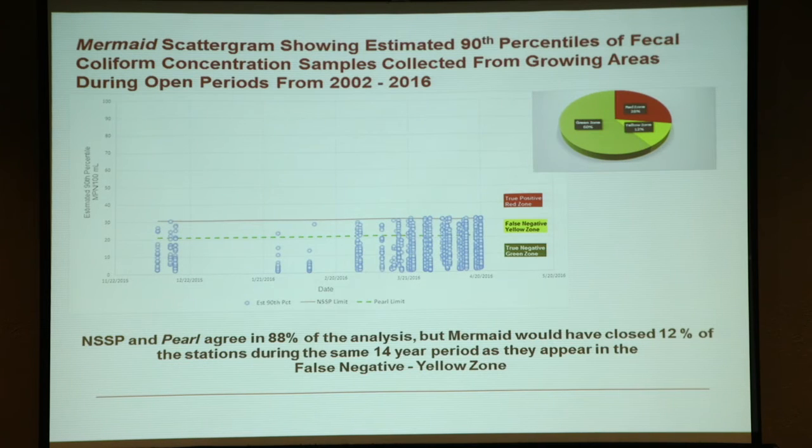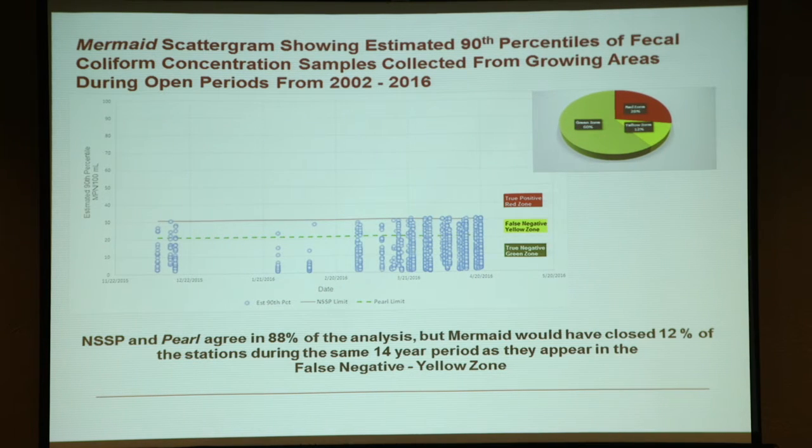Now this scattergram shows the fecal coliform concentration samples collected during the open period from a 14-year period. The pie chart shows the NSSP and Pearl agree in 98% of the analysis, but Mermaid would have closed 12% of the stations during the same time period. They appear in the false negative zone.